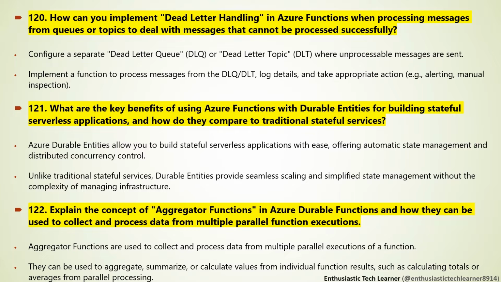How can you implement dead letter handling in Azure Functions when processing messages from queues or topics to deal with messages that cannot be processed successfully? Configure a separate dead letter queue (DLQ) or dead letter topic (DLT) where unprocessable messages are sent. Implement a function to process messages from the DLQ/DLT, log details, and take appropriate action, for example, alerting or manual inspection.